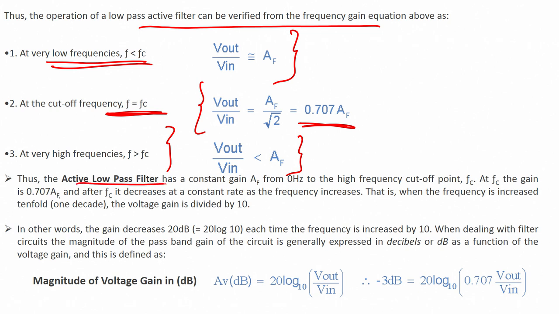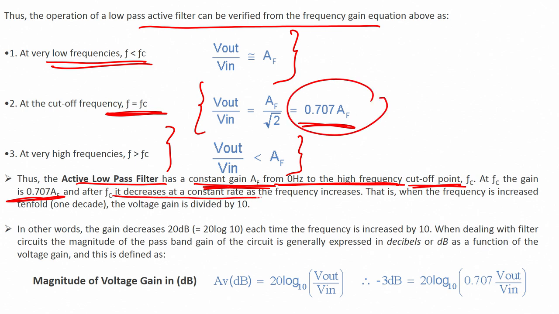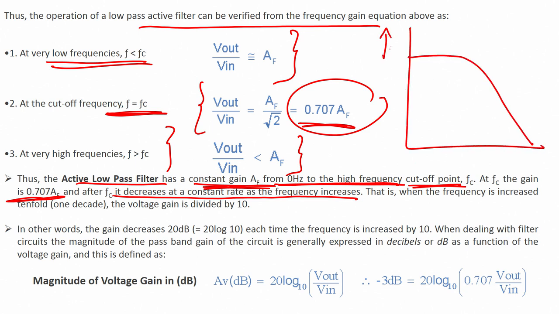Thus, the active low pass filter has a constant gain AF from 0 hertz to the high frequency cutoff point FC. At FC the gain is 0.707 of AF, and after FC it decreases at a constant rate as the frequency increases. This is what this graph shows. It is a gain versus frequency graph, FC, right, frequency is given in hertz, gain we calculate in terms of decibel, right.